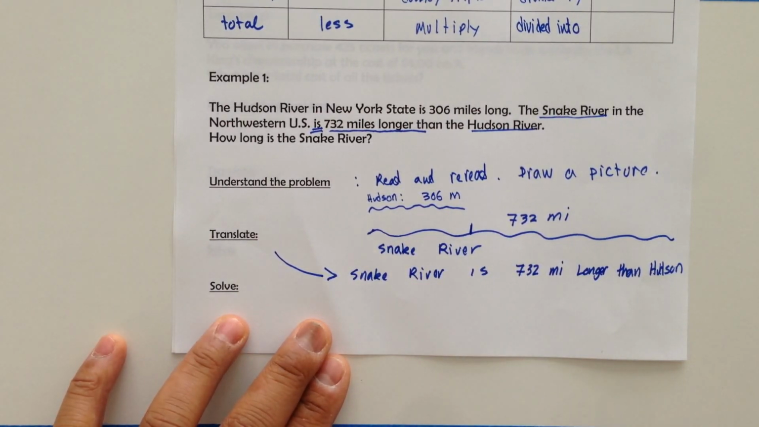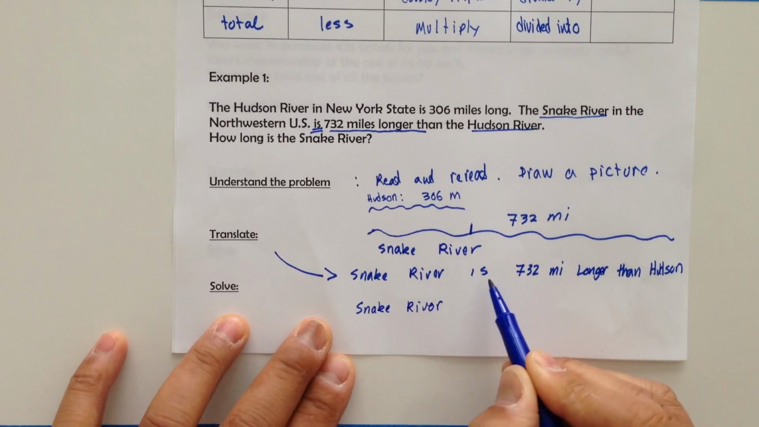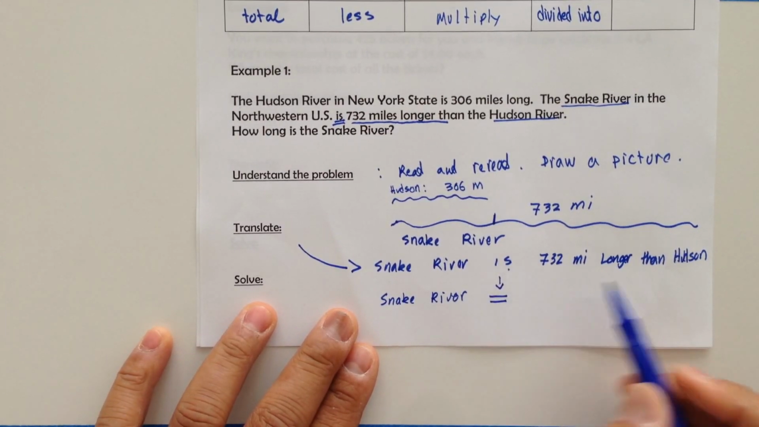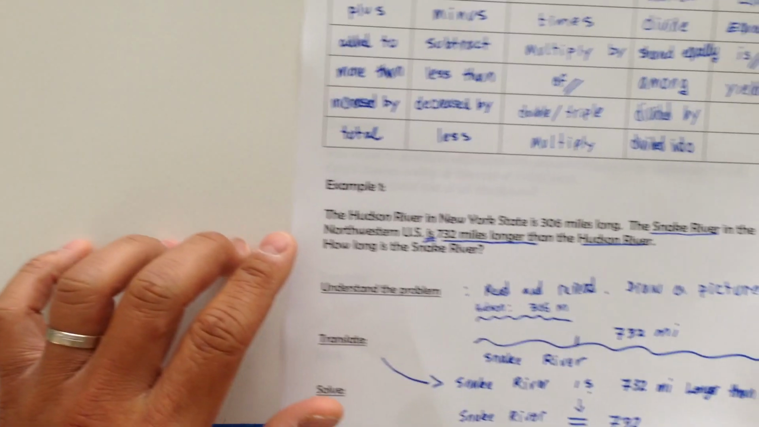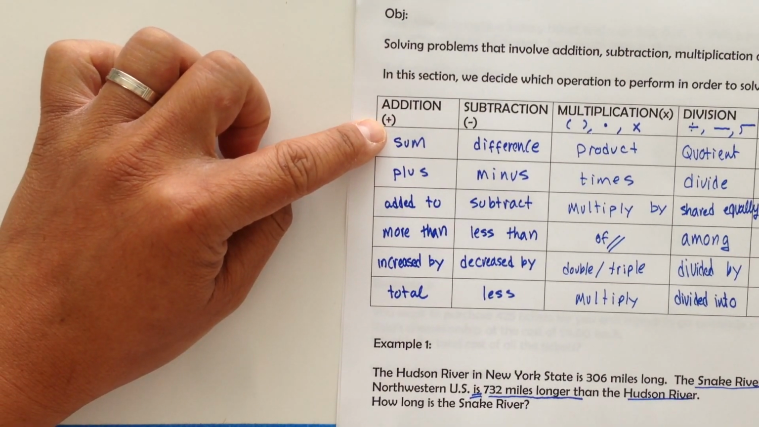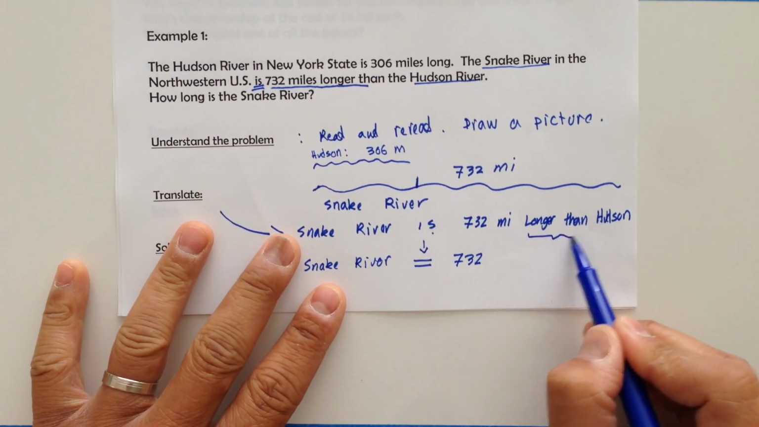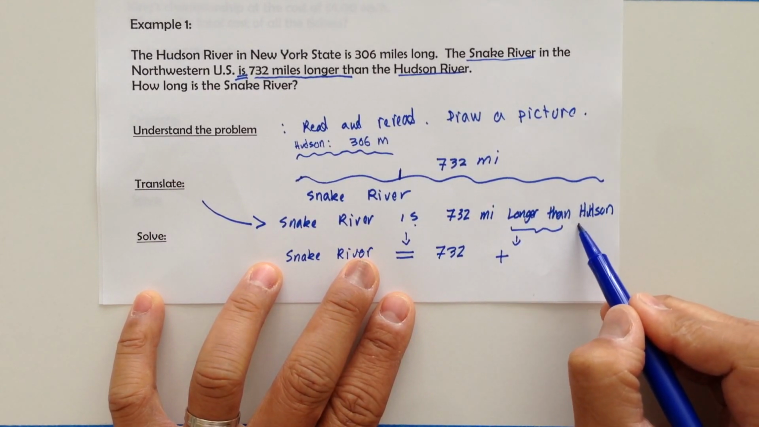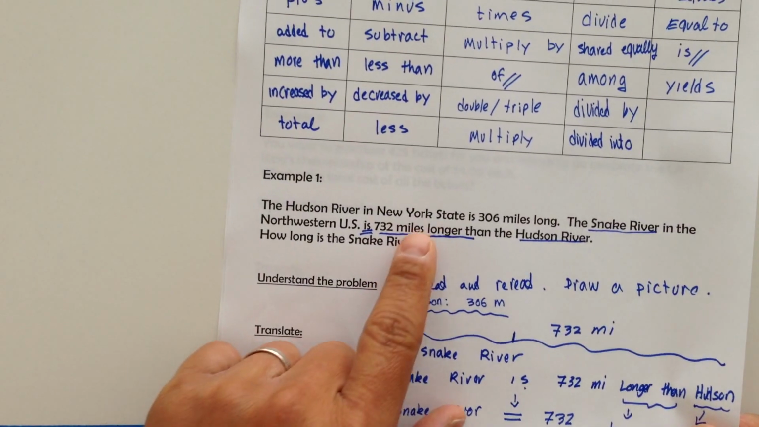So Snake River is what we're looking for. We're looking for the length of the Snake River because we don't know how long that is. The word is, from looking at our table up here, we see that is means to equal. So you want to replace the word is with the equal symbol. 732 miles. Longer means to add. All right, longer means to add because we're looking for things that are longer. Longer kind of goes hand in hand with the phrase more than. So longer will be translated into an add symbol. I'm adding. And then remember that the Hudson River is 306 miles. All right, from the above, we know that the Hudson is 306 miles.